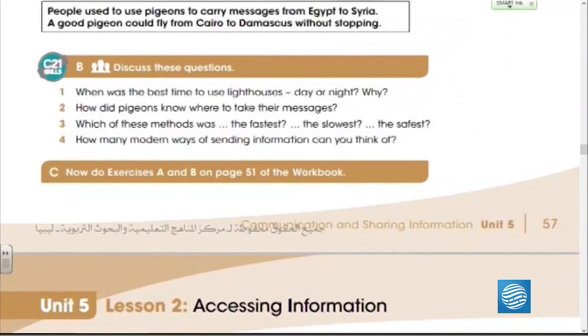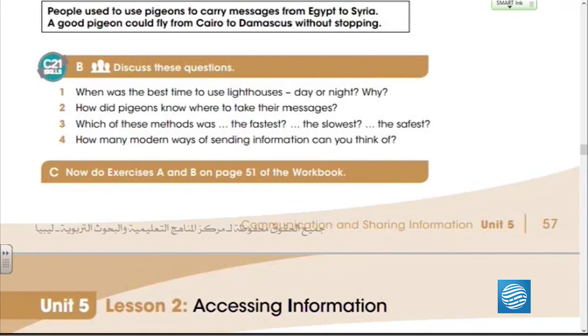How many modern ways of sending information can you think of? How many? Modern means new ways, because these are old ways. The previous ways of sending information are old. So now time has changed. What things can you think of for sending information? For example, internet. Very good. Yes, good answer.